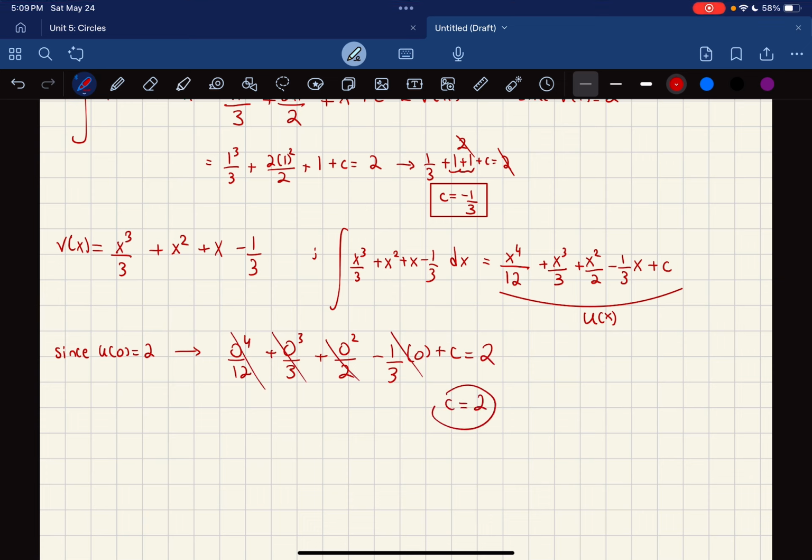So the final answer is going to be u of x equals x to the 4 over 12 plus x cubed over 3 plus x squared over 2 minus 1 over 3 x plus 2.